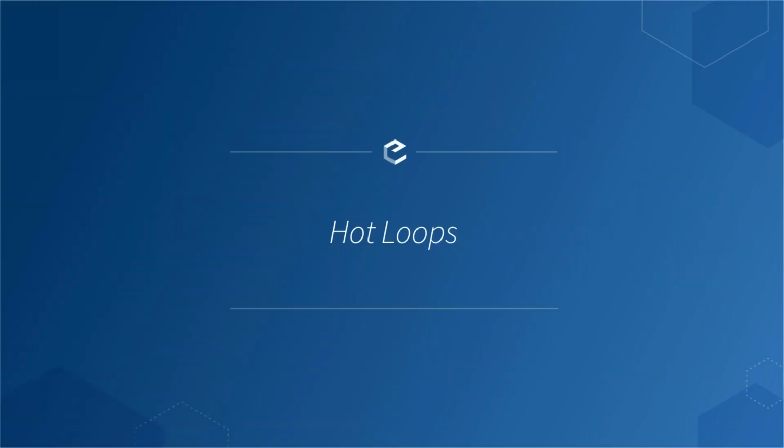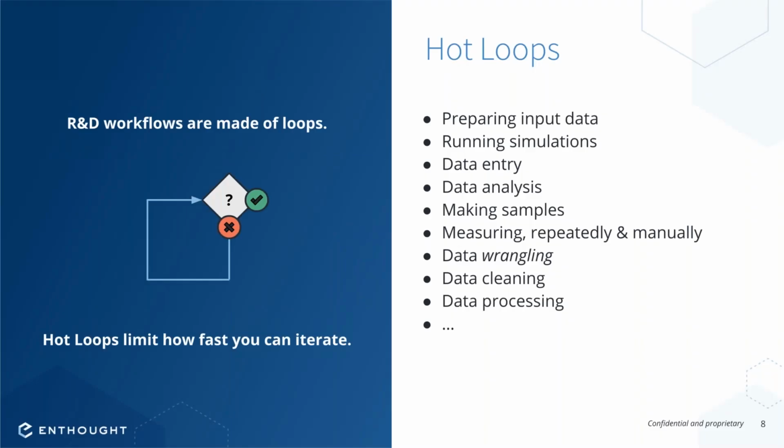So let's start with hot loops. R&D workflows are made of loops. And the hot loops are the loops that limit how fast you can iterate. Our goal is to be able to run as many of these loops as possible and to complete them as fast as possible. The loops happen at all the stages of our workflow, the early ones to the late ones, to the whole workflow in itself.